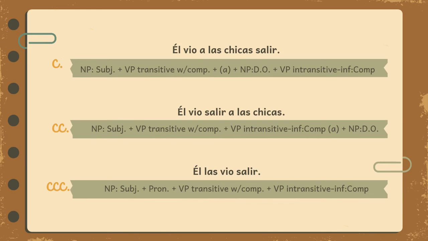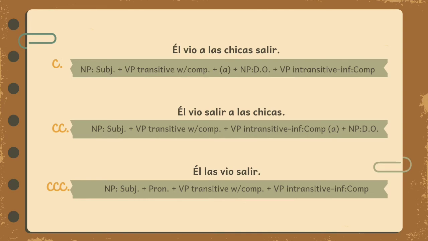CC. Él vio salir a las chicas. Noun phrase as subject, verb phrase transitive with complement, intransitive verb phrase with a verb and infinitive as a complement, plus a, plus noun phrase as a direct object. CCC. Él las vio salir. Here, the pronoun las refers to chicas.